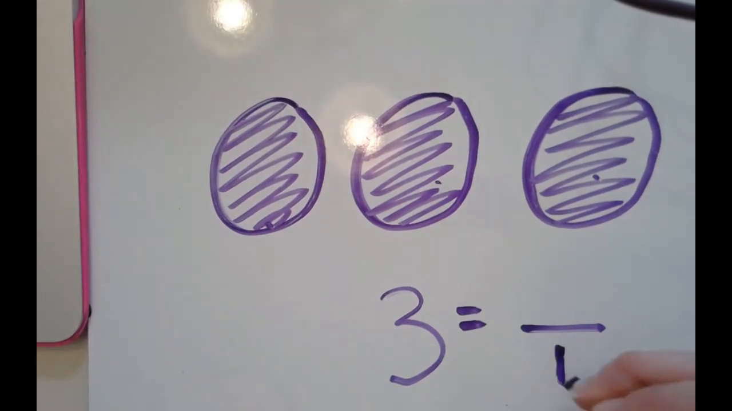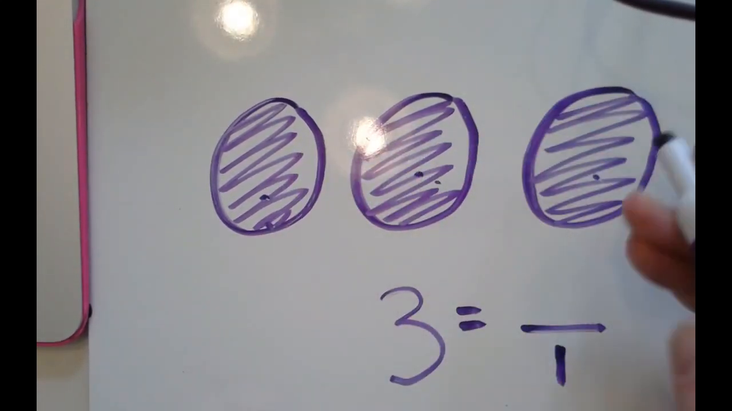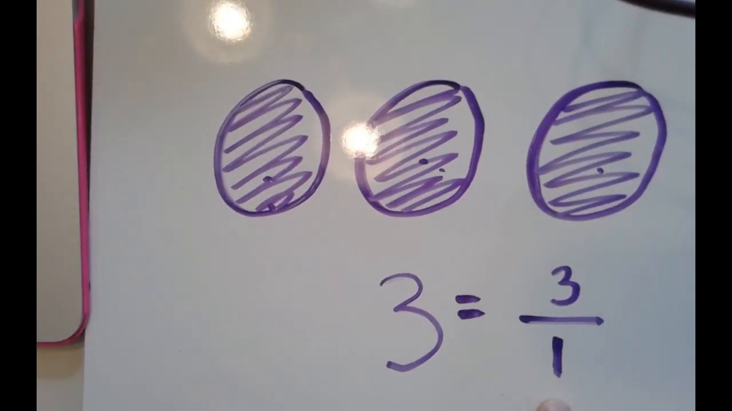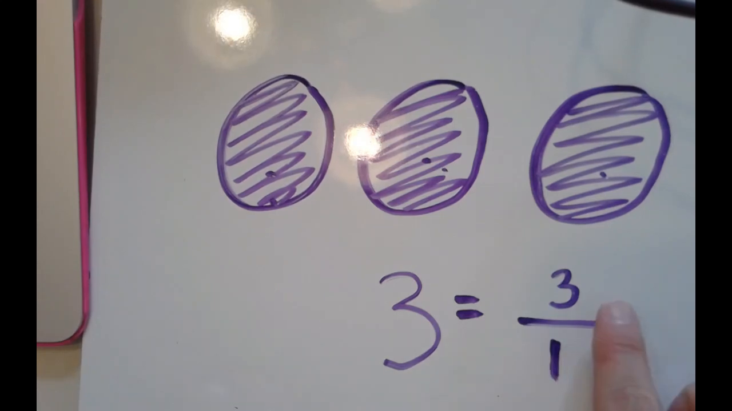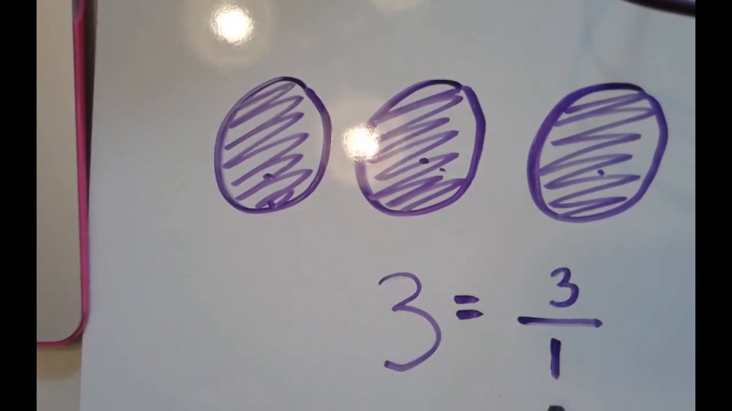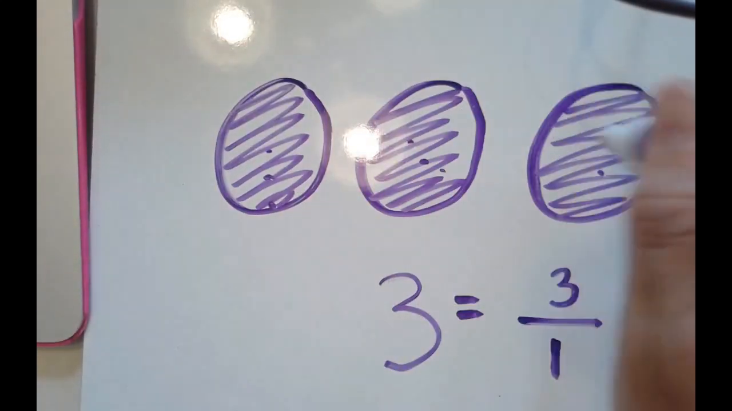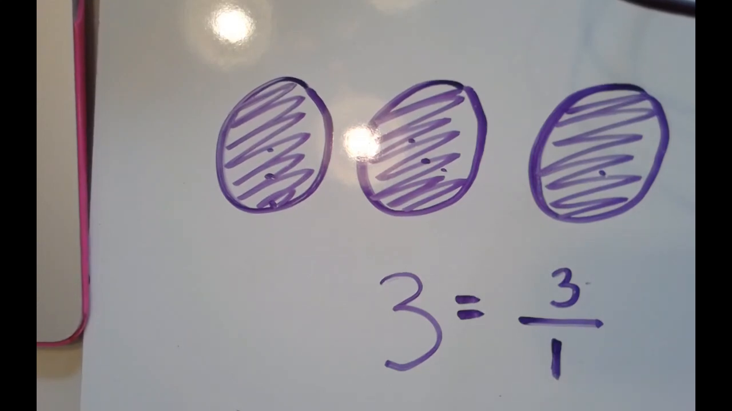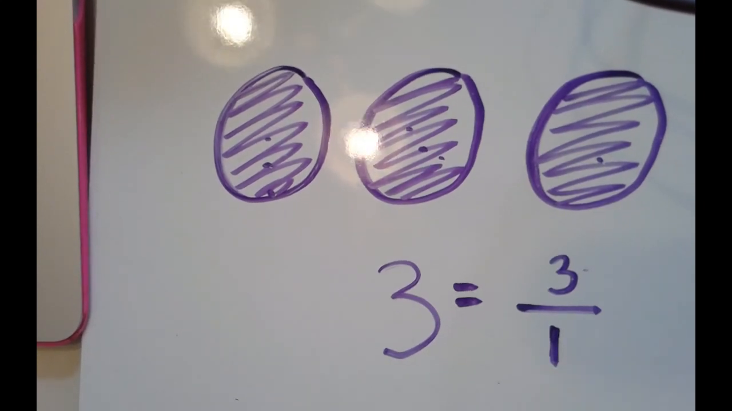So they're broken into 1 piece, and there are 3 of them. So 3/1 is another way to represent this fraction. 3 wholes is the same as 3/1 because they are broken into 1 piece total. They're not cut into any more pieces than that, and there are 3 of them in all. So 3 in all divided into 1 equal piece. 3/1. It's kind of weird, but you will see this sometimes, and I don't want you to be confused.